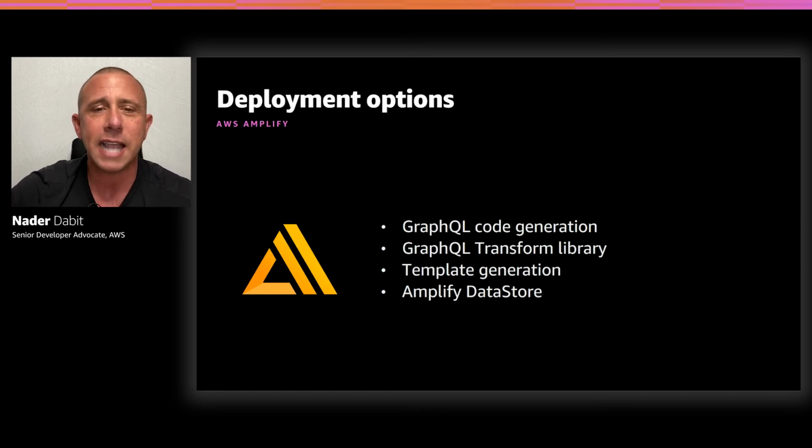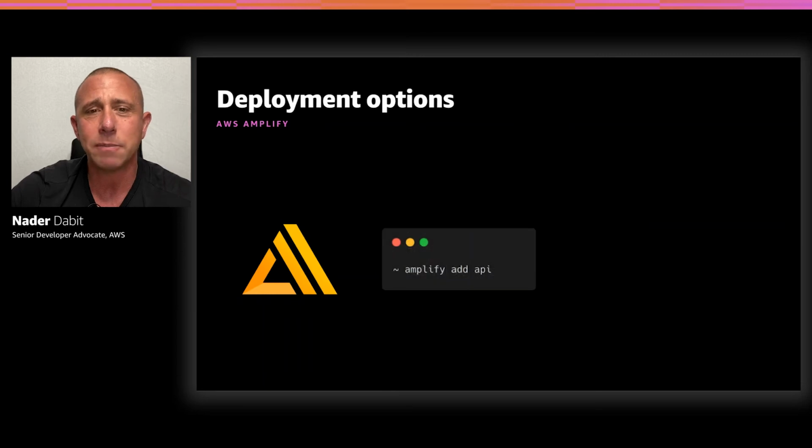So to add a GraphQL API with AppSync using Amplify, you just run amplify add api. From here, the CLI will walk you through a bunch of different questions and allow you to stand up your API.